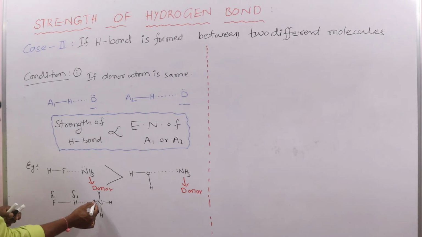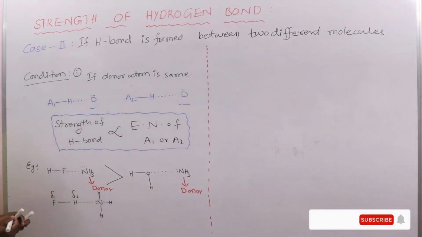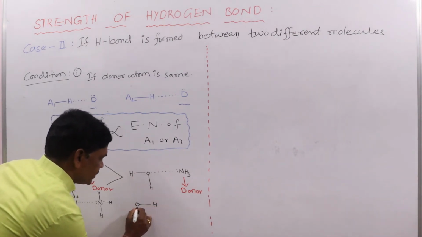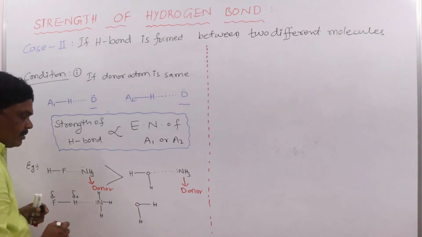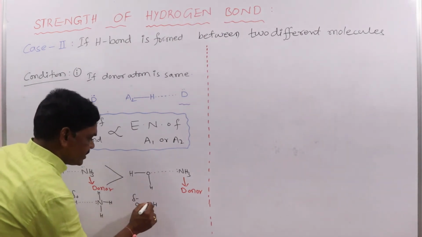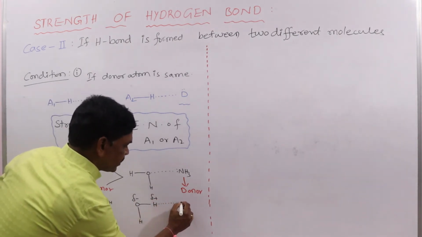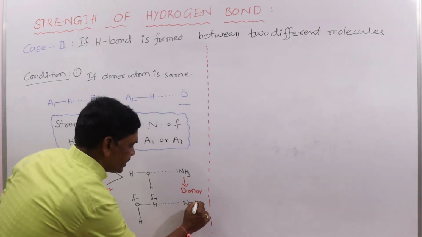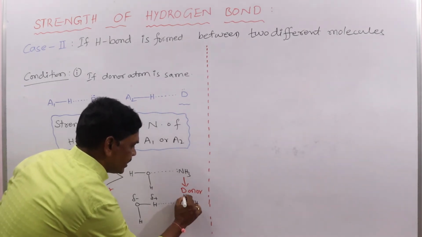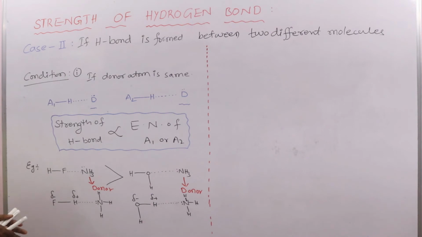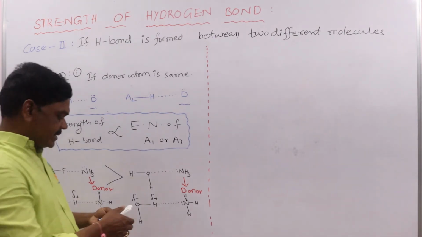So now, same here also, this ammonia is acting as a donor atom. Oxygen, hydrogen. Okay. So now it is partially negative charge, partially positive charge. So now it forms a hydrogen bond with the donor atom, that is ammonia, hydrogen, having one lone pair. So this is condition 1: if the donor atom is the same.